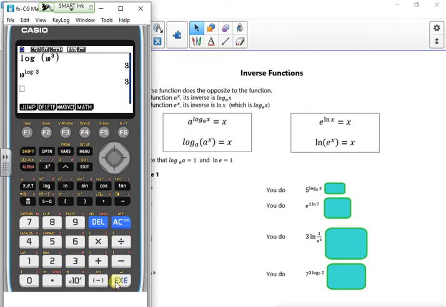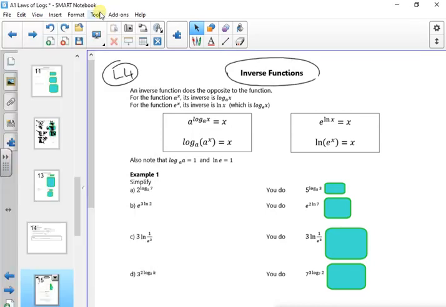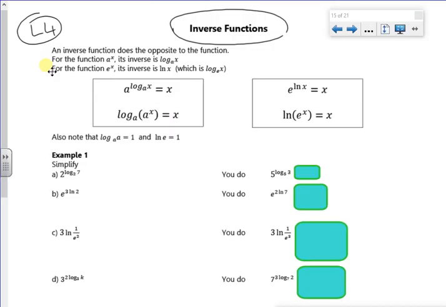In the same way, if I did ln of e^3, the ln and the e cancel each other out. They're inverses of each other, and they cancel out. Or e to the ln 3. The e and the ln just cancel out. And that's what this inverse functions bit here is. They cancel. It's like squaring a square root, or inverse sine and sine.